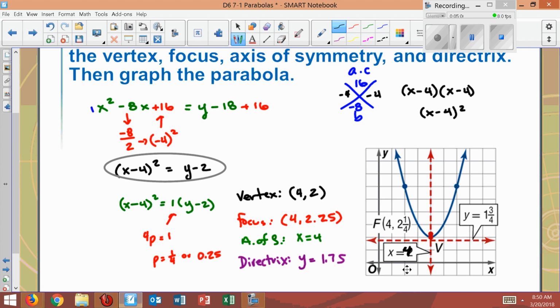So that's a 4. But everything else, you'll notice that focus is right where we said it should be, 4 and then 2.25, and it's located right there. There's the vertex, which they didn't label, but it'd be 4, 2. Right 4 units up to, here's my directrix at 1.75 or 1 3/4. So we did everything right.